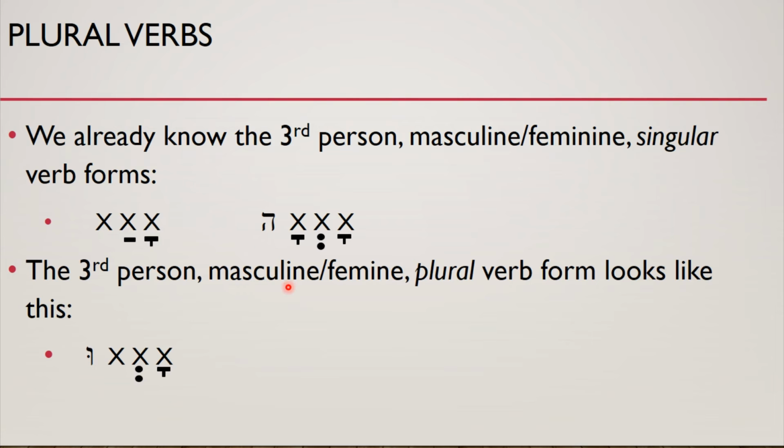Now, if you want a third person plural form, it's the same for masculine and feminine, which keeps it simple. You have a komets under the first letter, a sheva under the second, and it ends with a shureq. And this is the construction for a third person plural form. It's true whether you're working with third person masculine or third person feminine. If it's a third person plural form, this is what the construction is going to look like.